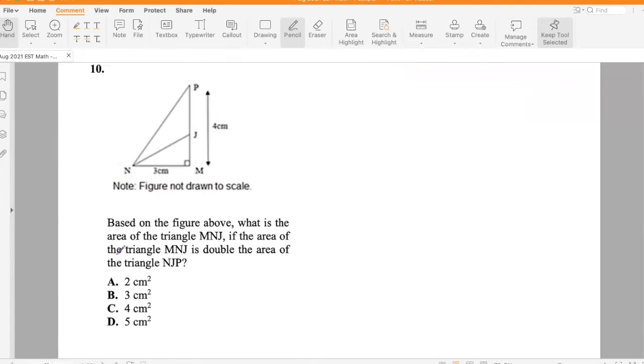Based on the figure above, what is the area of triangle MNJ if the area of the triangle MNJ is double the area of the triangle NJP? Okay. So the area of triangle NMP is half into 3 into 4. So that's 6, right? And we have to find M and J.